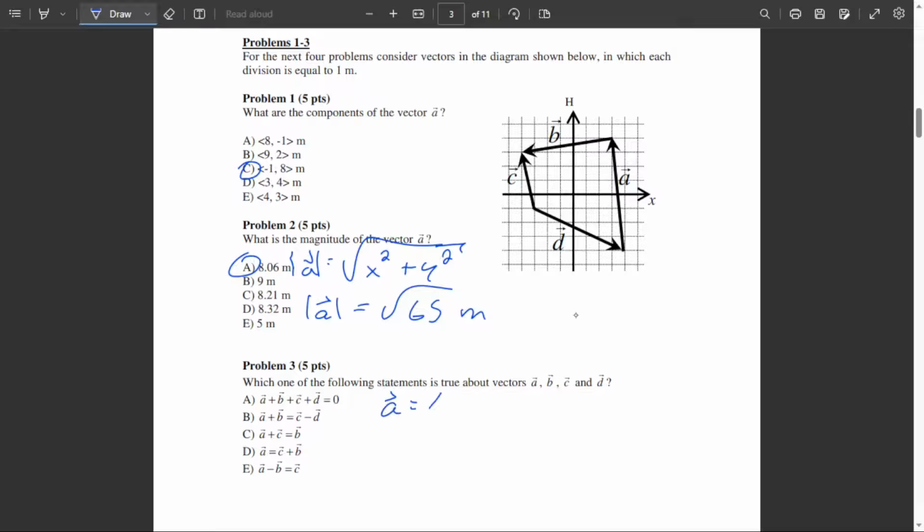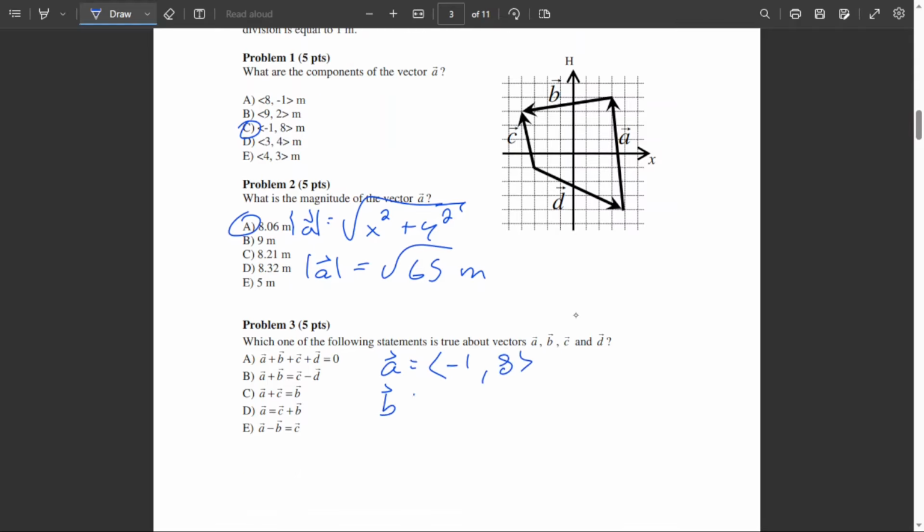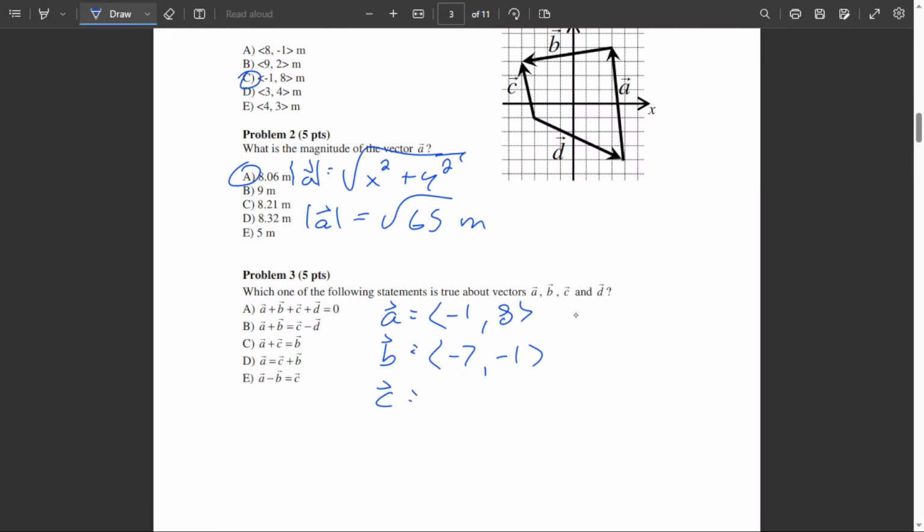So, we already calculated A, it's -1, 8. B is going to be -7, -1. That's this. Goes 1 meter down, 7 meters to the left. C is -1, 4. And then D, it's not a great D. D is 7, -3.